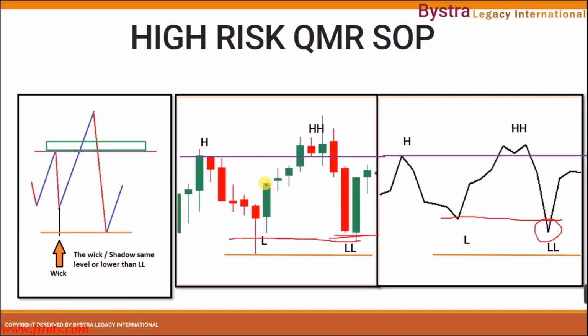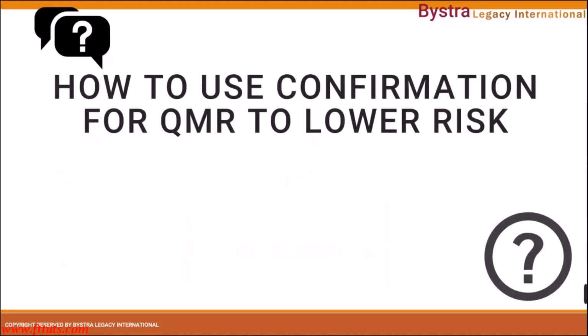So this is also the QMR we do not want to take. It's very high risk. So how do we measure for QMR to lower our risk during entry?